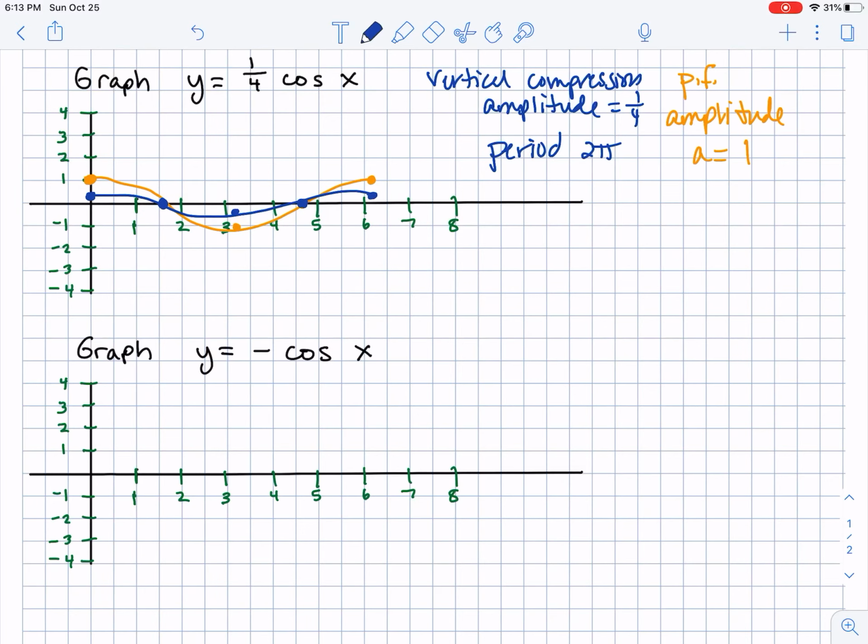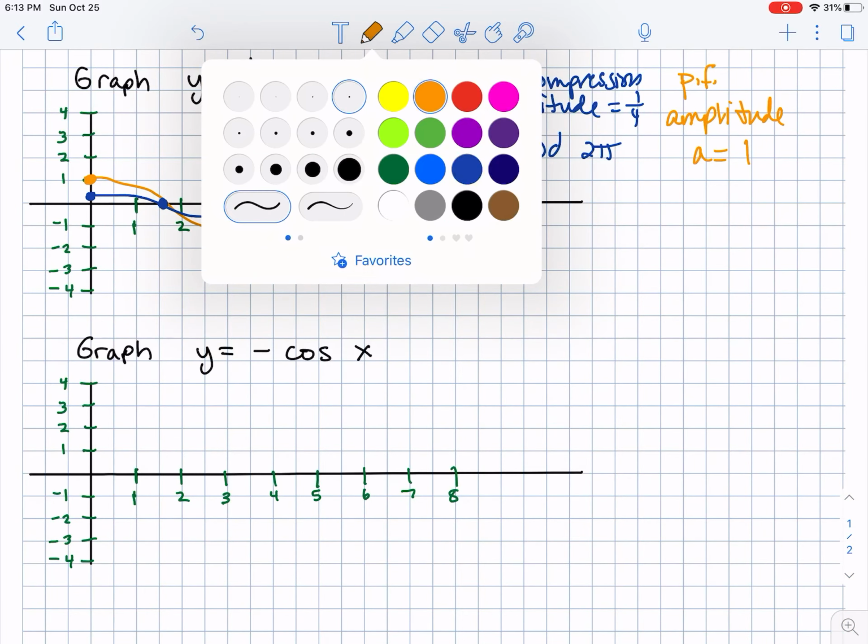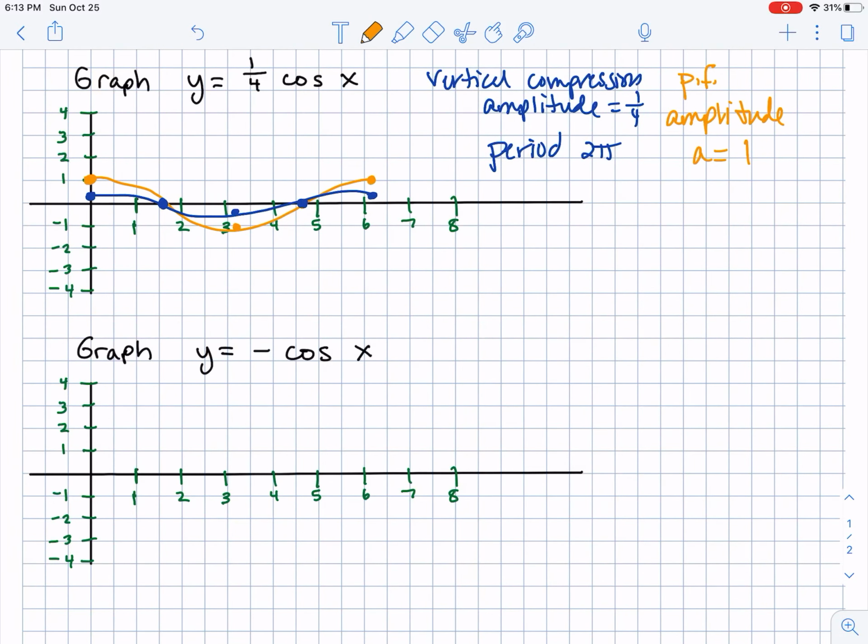A reflection is when there's a negative out in front. That reflection is when your graph is reflected over the x-axis. Let me go ahead and draw that parent function for you so you can see it. I'll get my zeros in here. All right, so here's my parent function.